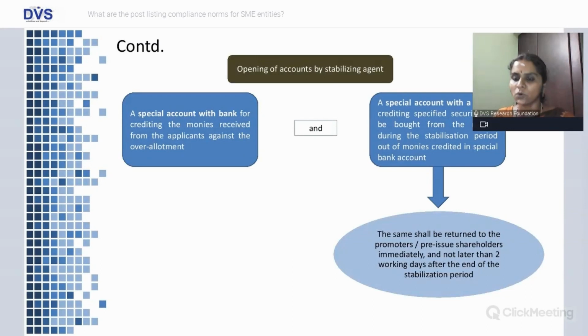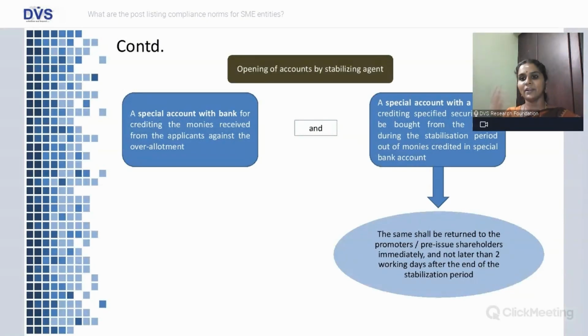Again, specified securities could be your equity or convertible securities to be bought from the market during the stabilization period out of the money which is credited in the special bank account. And the specified securities which are credited shall be immediately returned to the stakeholders concerned. Who are they? The promoter or the pre-issue shareholder. Immediately, not later than 2 days after the end of.